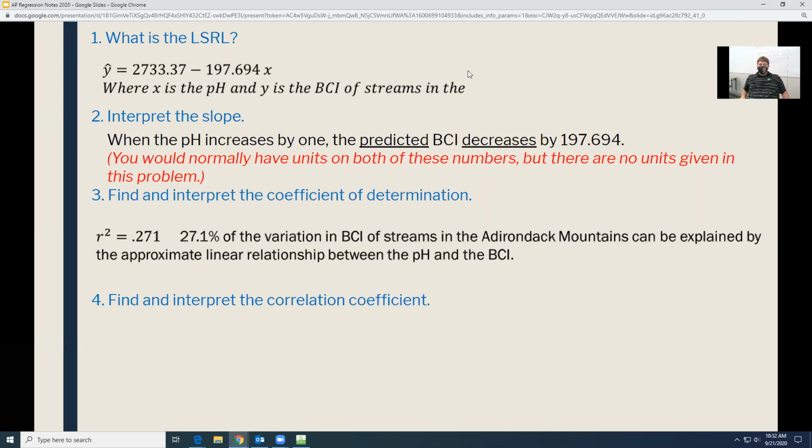And then number 3 says to interpret the coefficient of determination. So that is your R squared. So that number is 0.271, meaning 27.1% of the variation in BCI of streams in the Adirondack Mountains can be explained by the approximate linear relationship between pH and BCI. Whew, that's a mouthful.